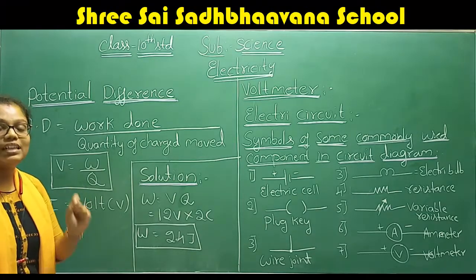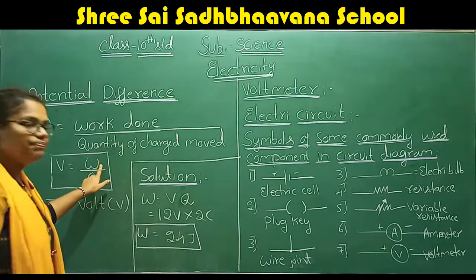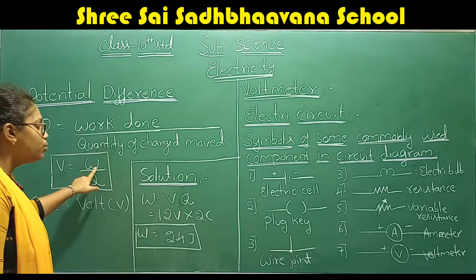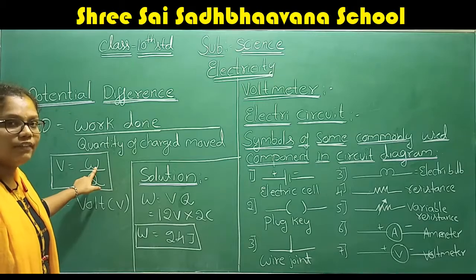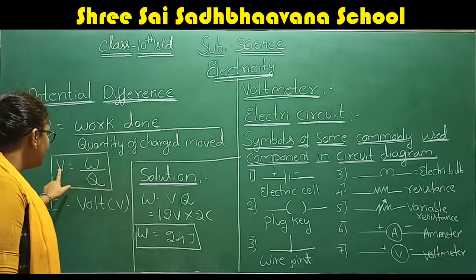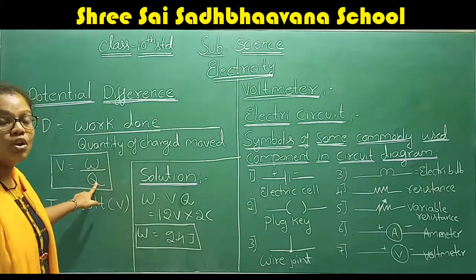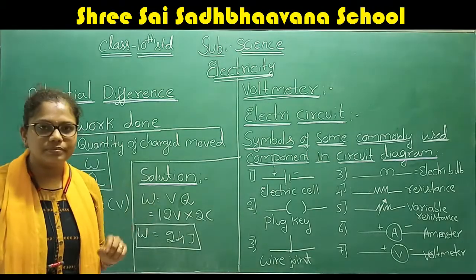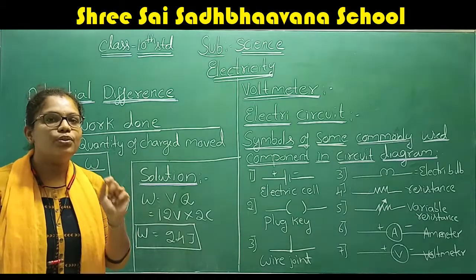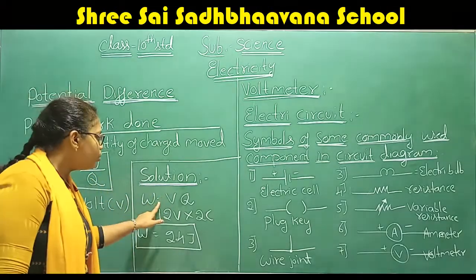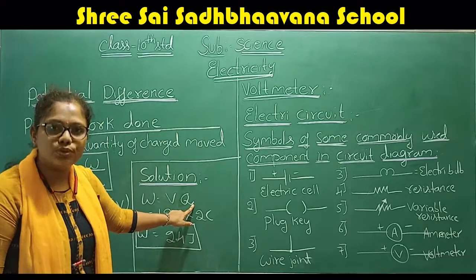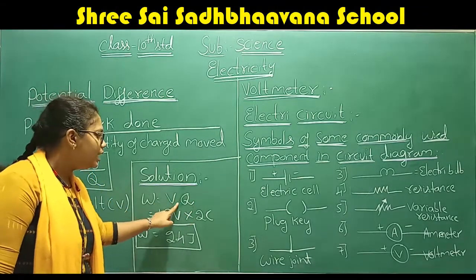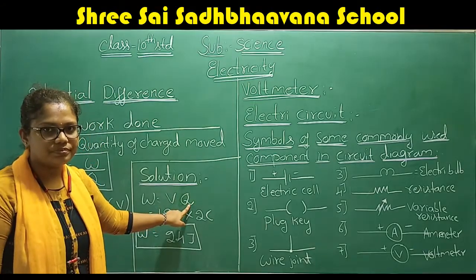But what are we going to calculate here? In this question you are going to calculate the work done. How much work is done? If you do the cross multiplication to find the work, W is equal to V, cross multiplication means V into Q. Therefore, the formula to find the work is W equals V into Q. What is the formula to find the work? Work is equal to V into Q.